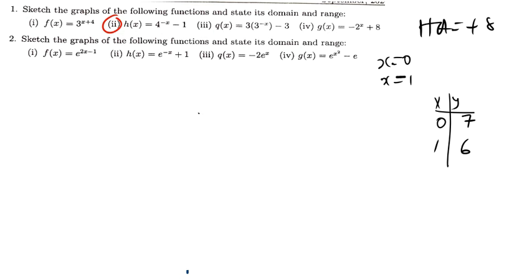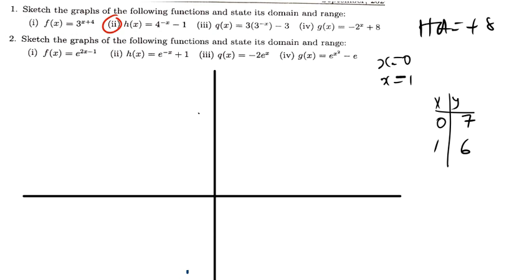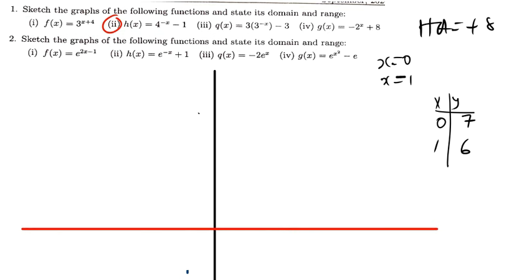Come up with a simple sketch. What do we have? The horizontal asymptote is at 8. I'll put 8 here, I'll put 7 here and I'll put 6 here. In x I've got 1 and 0.